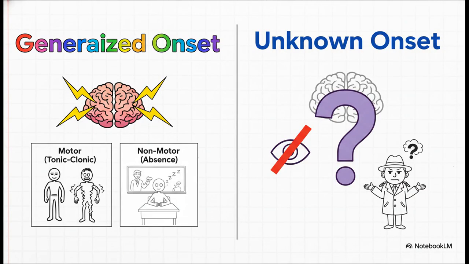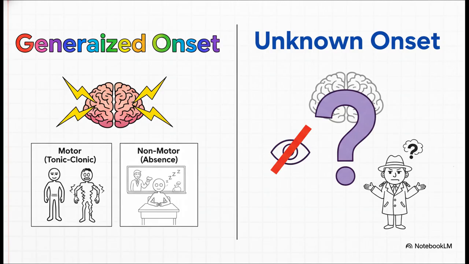All right, moving on to generalized onset seizures. With these, the electrical storm involves both halves of the brain right from the get-go. These can be motor seizures, like the classic tonic-clonic. That's where you see the body stiffen up and then start jerking. Or they can be non-motor, like an absence seizure, which can look like someone just zoning out or staring into space for a few seconds.